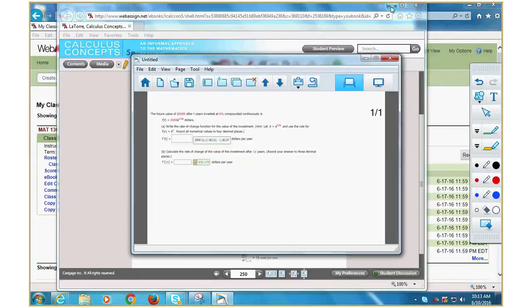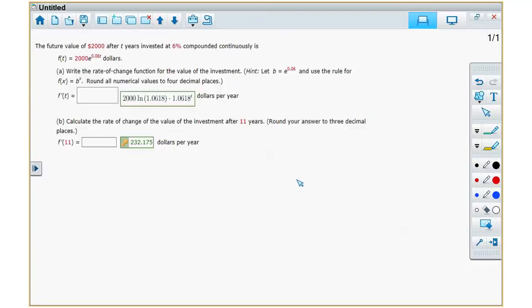All right, this problem was sent to me, and it is a problem where they change the rules on you a little bit, and if you don't do what they say, then it can be kind of aggravating. It says blah blah blah. F of t is equal to 2,000 e to the 0.06 t dollars. They say write the derivative, or they don't want to say derivative in this book for some reason. So write the rate of change function, or the derivative, for the value of the investment.